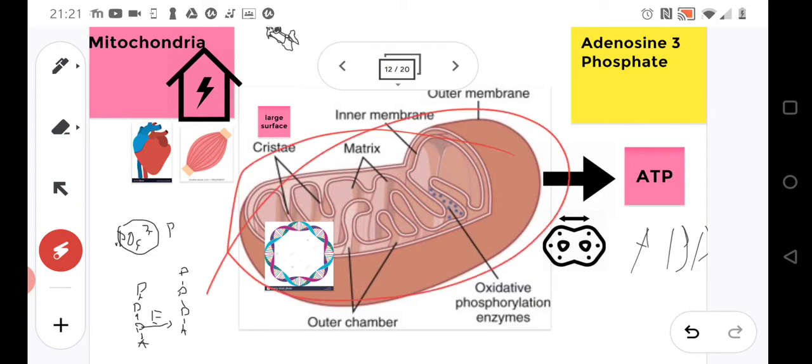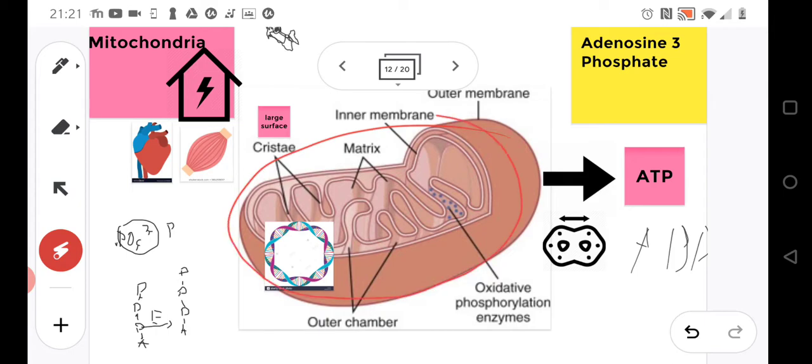What is the structure of the mitochondrium? Mitochondrium has a double membrane around, outer and inner membrane, and the inner membrane has a lot of cristae. So it looks a bit like the inside of the intestines. And the idea is to increase the surface of the inner membrane as much as possible, because on this surface we have oxidative phosphorylation enzymes. So the enzymes that phosphorylate ADP to ATP using oxygen.